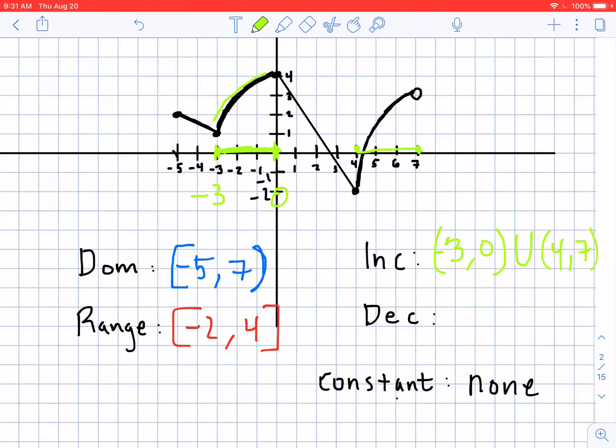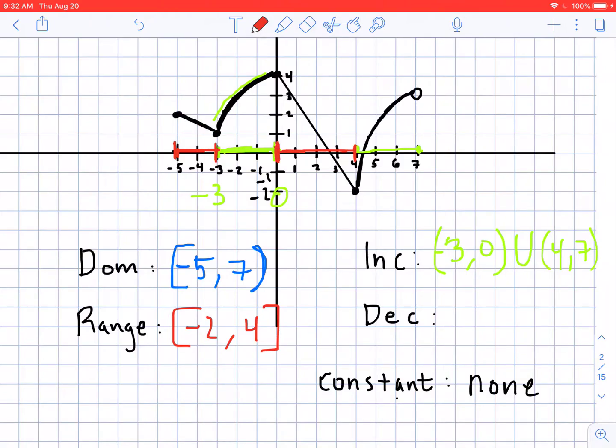All right, where is it decreasing? Visually, it's decreasing here and here. We've already talked about this, but what section of the x-axis is that happening on? It looks like it's decreasing from negative 5 to positive 3, and it's decreasing from 0 to 4. When x is negative 5, it starts the decreasing process and stops at negative 3.